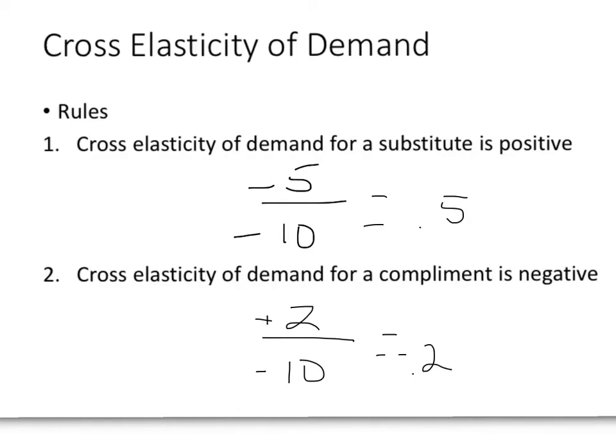Okay, and so we can see up here that when the two goods are substitutes, we have a positive cross elasticity of demand, and down here that when the two goods are complements, we're going to have a negative cross elasticity of demand.